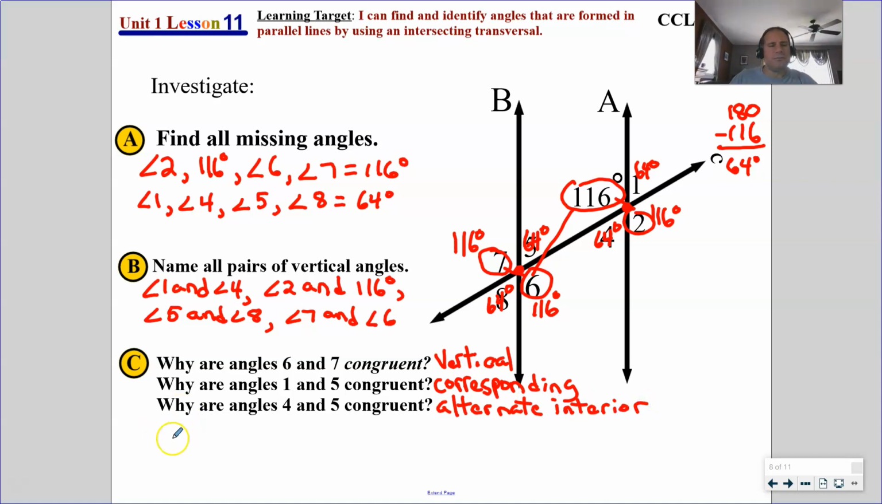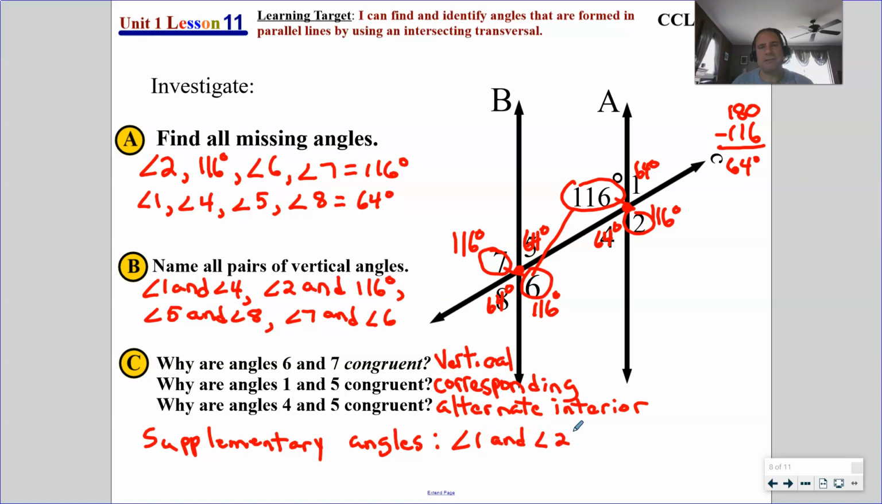All right, so just remember supplementary angles. Angles 1 and 2 make a straight line. They're right next to each other. They are equal to 180 degrees, but a more difficult pair of supplementary angles to identify are angles that are not next to each other. A lot of people get confused with this. So if I said angle 2, which angle is supplementary to angle 2?